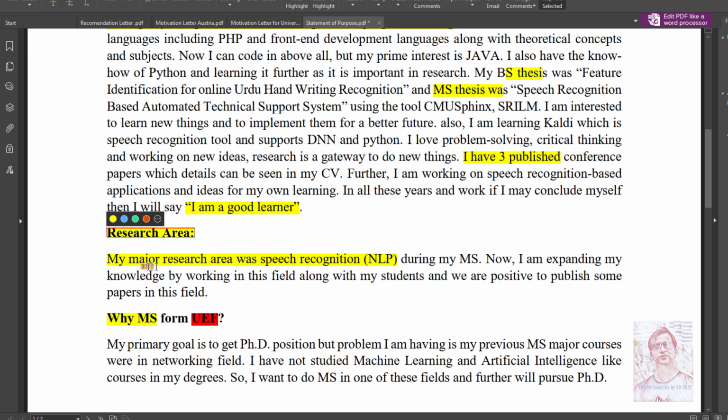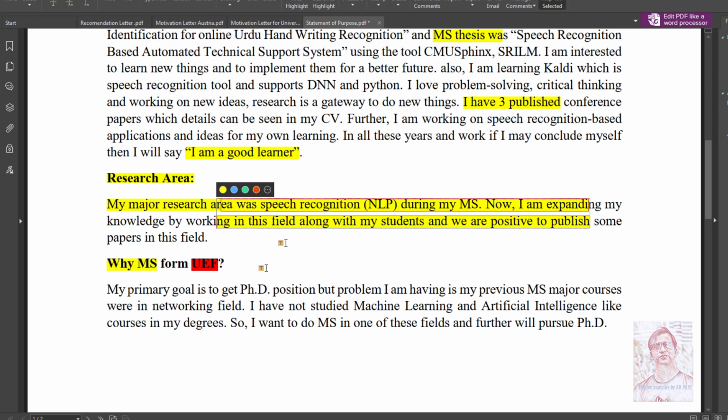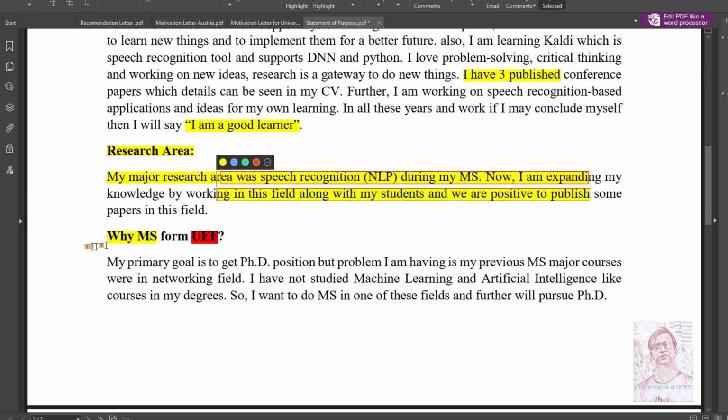So as I mentioned, my previous research area was NLP, but I also said that I am still working with my students. So I am positive that I am going to publish some more papers in future. Then in the last paragraph I mentioned why I want to join that university. This is the University of Eastern Finland.